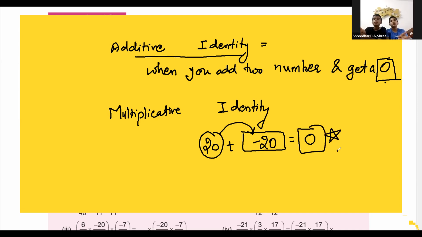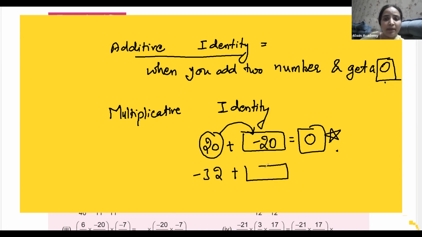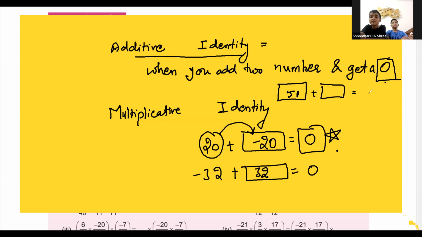Clear, Shrikant and Sridhar? Yes, ma'am. If I ask you what is the additive inverse of minus 32, that means what should be added to minus 32 to get 0? Ma'am, plus 32. Very good. Sridhar, what should be added to 51 to get a 0? Ma'am, minus 51. Very good. So 0 is not the multiplicative identity, it is the additive identity. Getting it, bache log? Yes, ma'am.